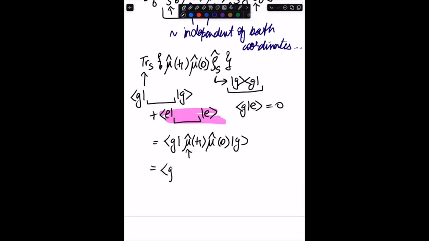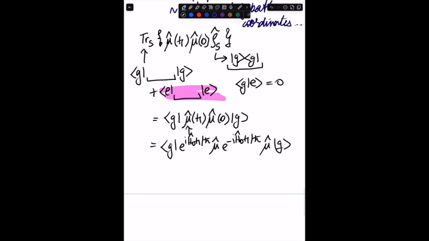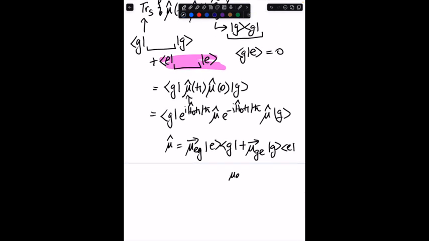So get bra G, e raised to power i H0 t1 upon h bar, mu, e raised to power minus i H0 t1 upon h bar, ket G. And again, to redefine the structure of the dipole operator, you have mu eg equals ket e bra g, and to assume the Hermitian nature of this operator, you have mu ge equals ket g bra e, where mu eg and mu ge are conjugates of each other because the operator is Hermitian.